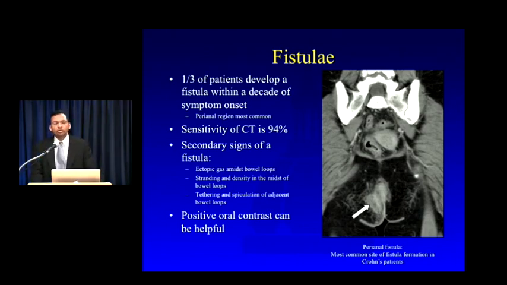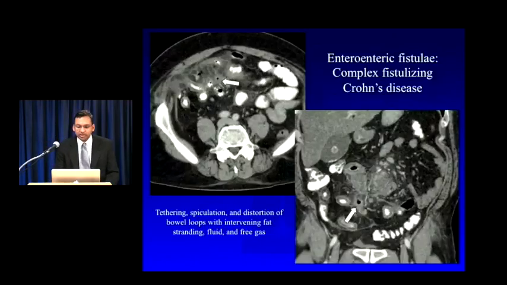In a patient with Crohn's-related inflammation, if I see multiple small bowel loops that are spiculated, tethered towards a central point, with ectopic gas and fluid at their center, even if I don't see fistulous tracts, I'm going to be worried that the patient could potentially have complex fistulizing Crohn's disease. And here's an example of that.